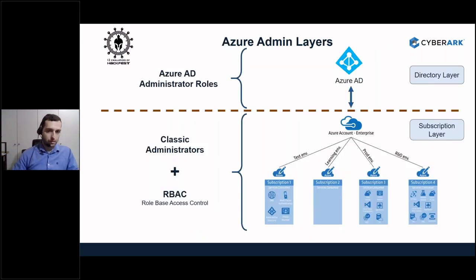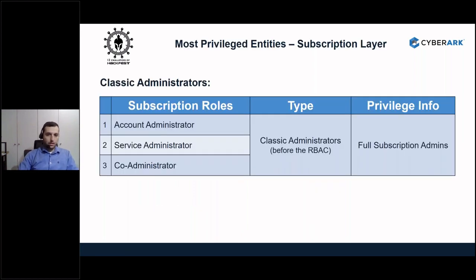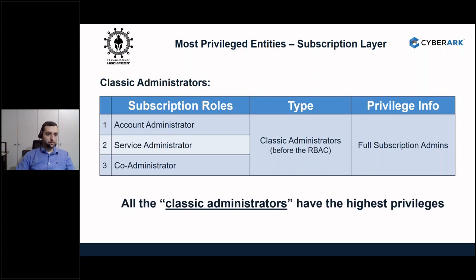Now let's continue and talk about the next layer, right? The subscription layer. First of all, the classic administrators are full admins. They exist because Azure was built with them before the subscription RBAC mechanism was available. So now you should use them less, but they're still right there for backward compatibility, right? But all three classic administrators are full admins at the subscription level.